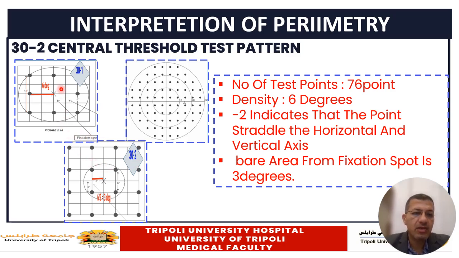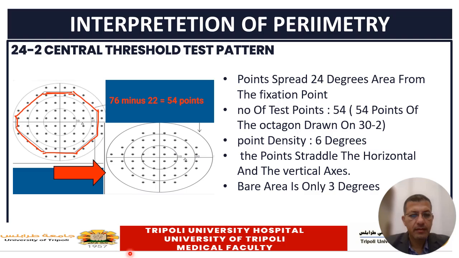Now, the 30-1 is not available anymore. Most commonly it is 30-2 or 24-2 and so on. For 24-2 central visual field, it is the same as the 30-2. However, we omit the peripheral points. As I said, the 30-2 is 76 points. So in the 24-2, we omit the peripheral points and keep only the nasal points to correspond to the nasal step. So instead of 76 points, we will have only 54 points.